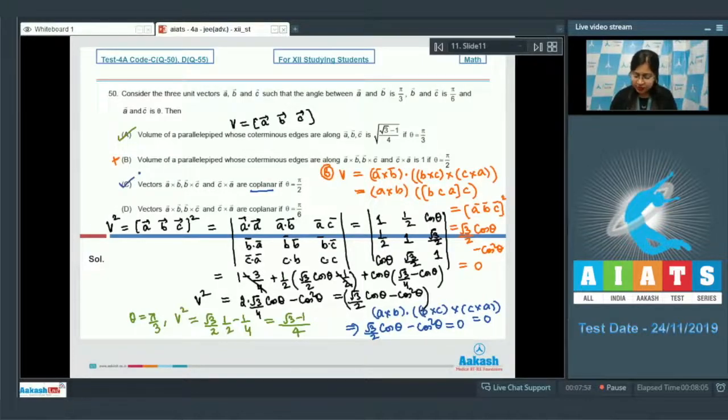Also check for theta equal to pi by 6, that is 30 degrees. Now for 30 degrees, let's check it. Root 3 by 2 into cos 30 is root 3 by 2 minus again root 3 by 2 whole square, that is again 0. So this is coplanar. So the correct answer is A, C and D.